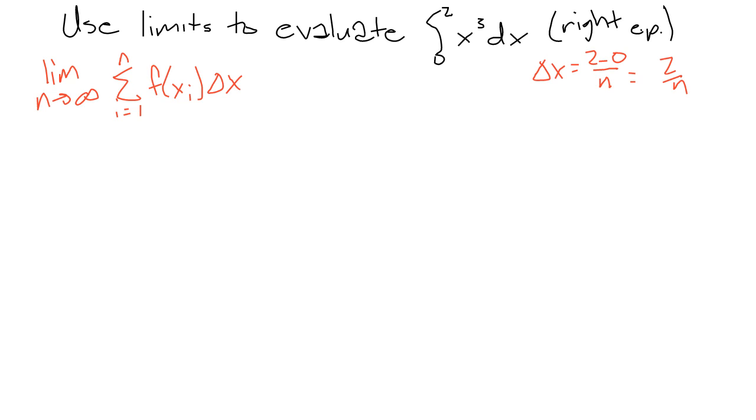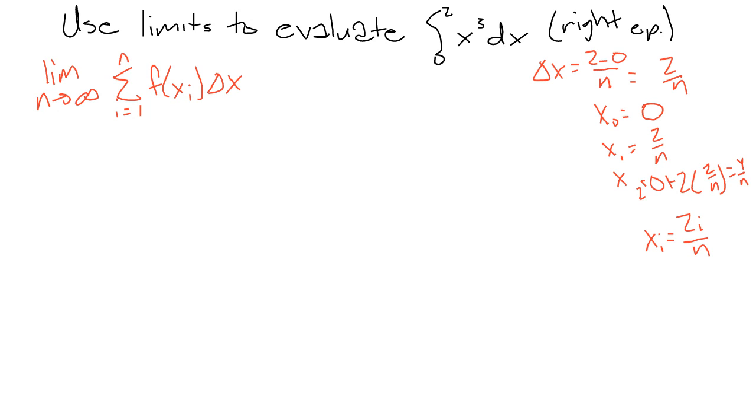And then we have to think about what our x sub i is. So we already know that our x sub 0 is going to be 0, since that's our first point. And then our x sub 1 is going to be 2 over n. And then our x sub 2 is going to be 0 plus 2 times 2 over n, which is just going to get us 4 over n. So what we can do is say our x sub i is going to be equal to 2i over n.